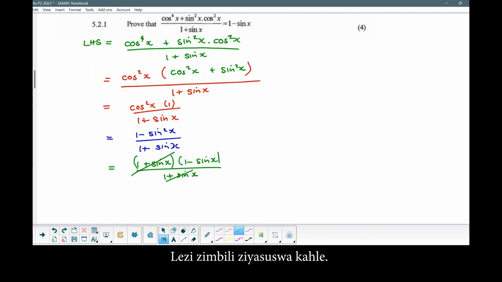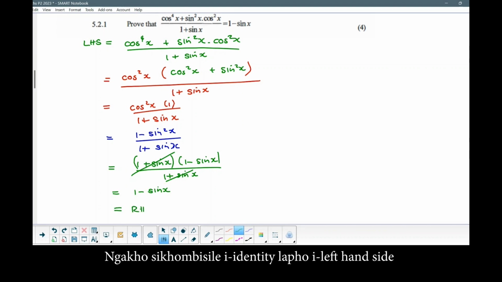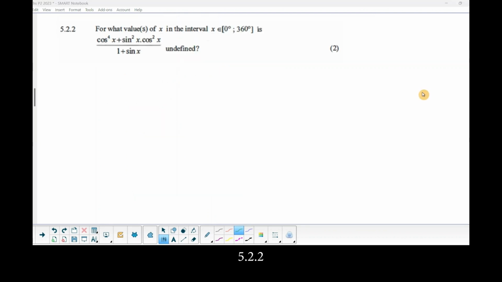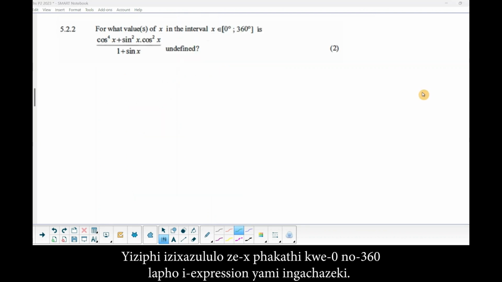Those two will cancel out beautifully. Look at that. I have 1 minus sine x, which happens to be equal to my right-hand side. So we've proved the identity where my left-hand side simplified to create my right-hand side. 5.2.2. For what values of x in the interval 0 to 360 is my expression undefined?